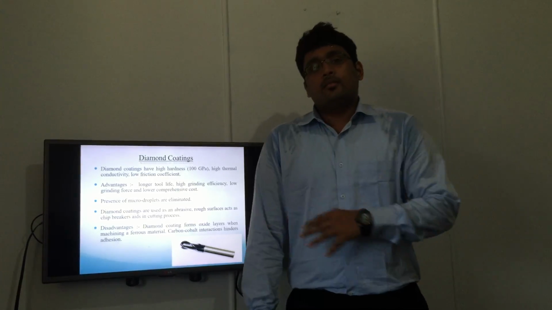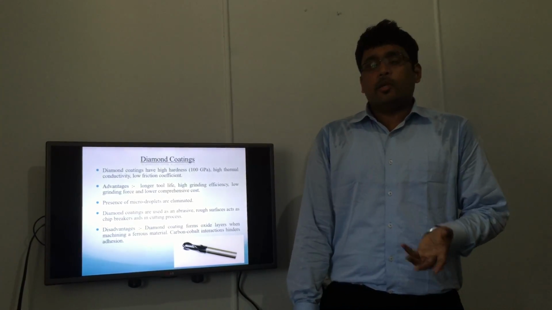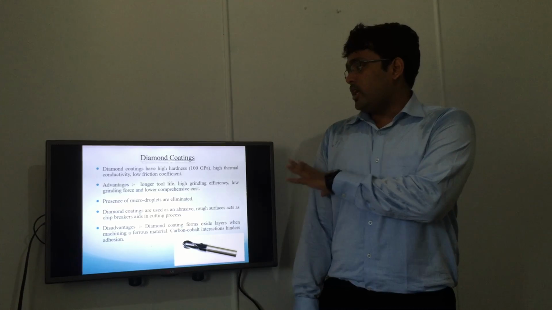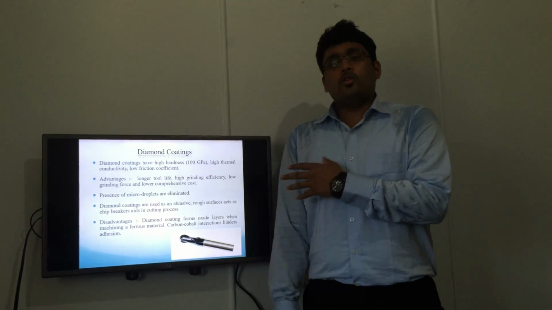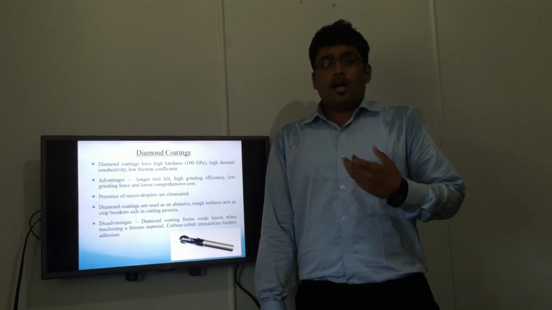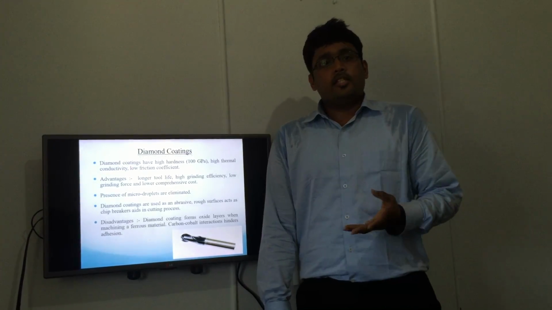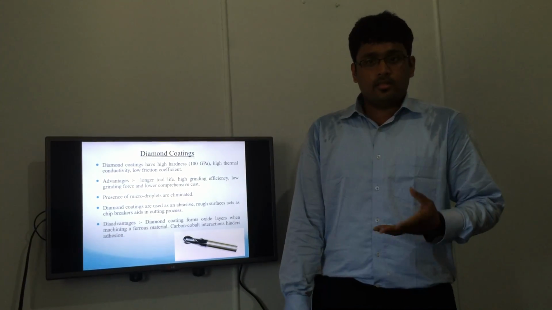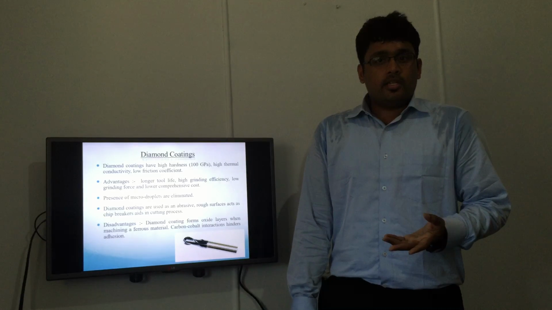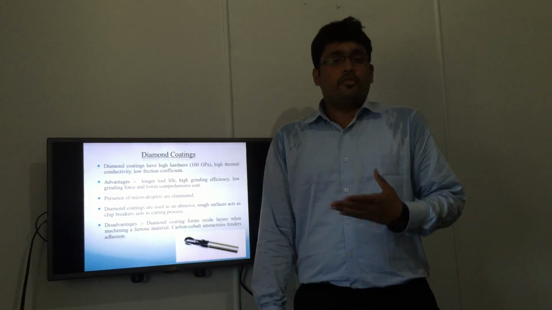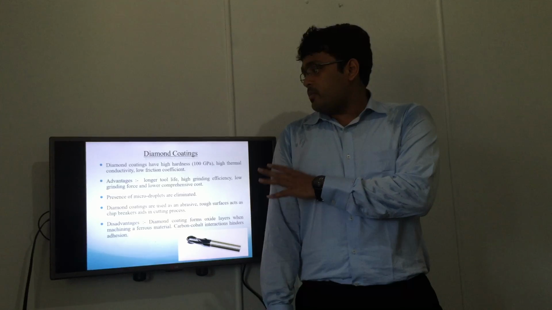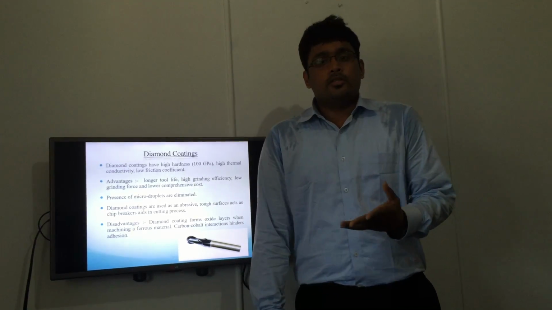So the diamond coatings. The limitations of PVD and CVD promoted the concept of using diamond coatings. In diamond coatings, the diamond is a very hard substance, as we all know. It has 100 gigapascals of strength, high thermal conductivity and a low friction coefficient. So this technique can be used for widespread commercial use.